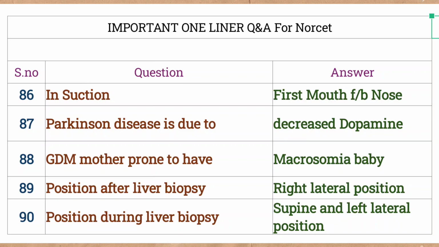87. Parkinson disease is due to decreased dopamine. 88. GDM mother is prone to have a macrosomia baby. 89. Position after liver biopsy: right lateral position. 90. Position during liver biopsy: supine and left lateral position.